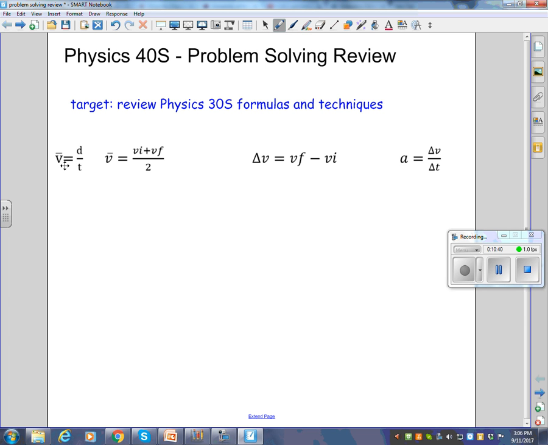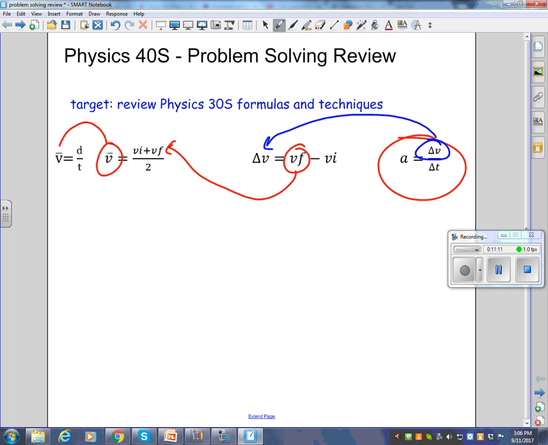So we need to find the average velocity, but we don't have average velocity. We only have VI. We don't even have VF, do we? I do have acceleration, though. I have acceleration and time, right? So that means I could do that one first, and that's going to give me delta V, and once I've got delta V, then I can find the final velocity, and once I have final velocity and VI, then I can put that in there, and I can find that, and then that's going to go in there, and then I can find that. And there are the steps.